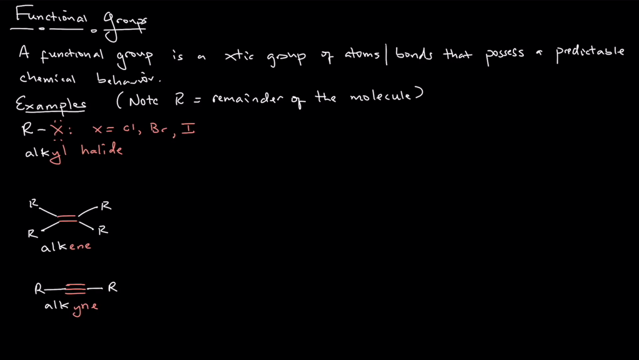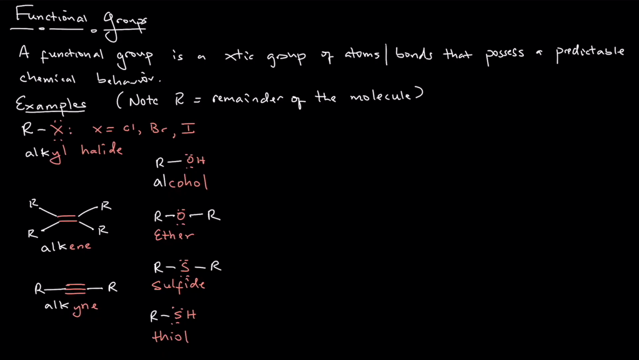Then we have our family of double and triple bonds. When you see a double bond in organic chemistry, we call this an alkene. And if you see a triple bond in organic chemistry, we call this an alkyne. So once again, that's just a notation. R is just whatever is the rest of the molecule.